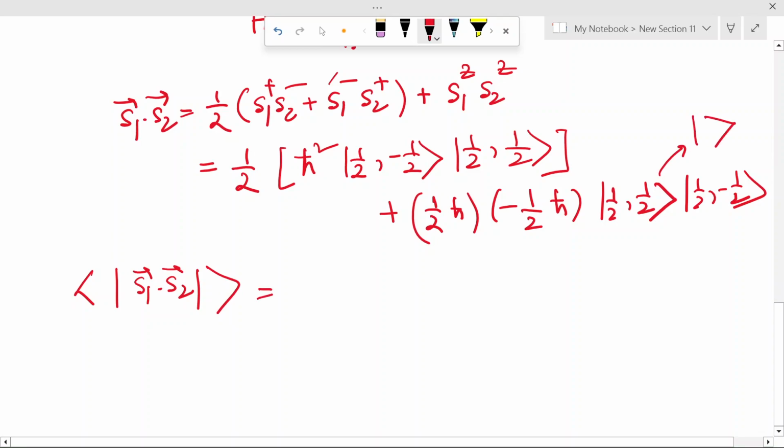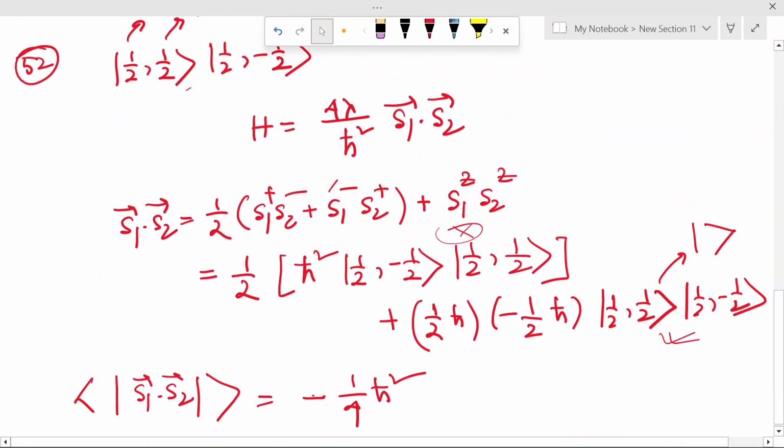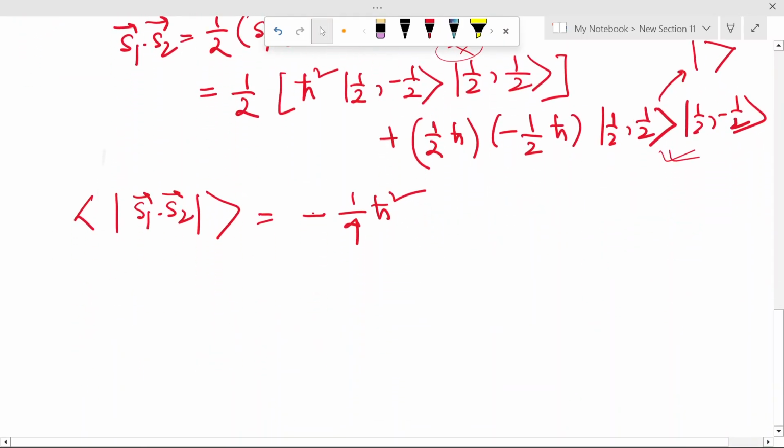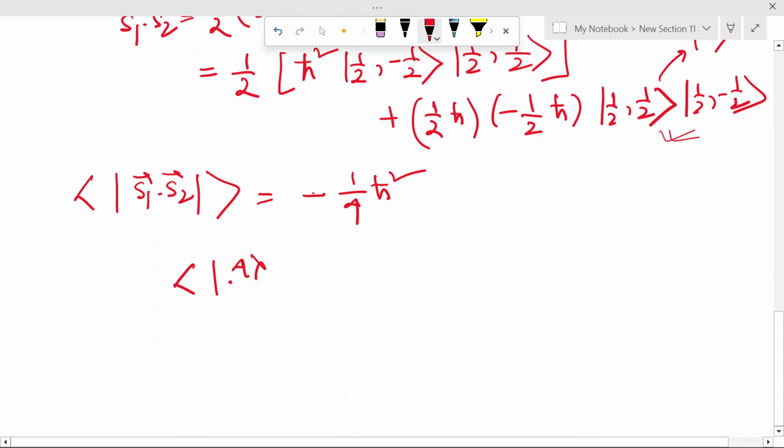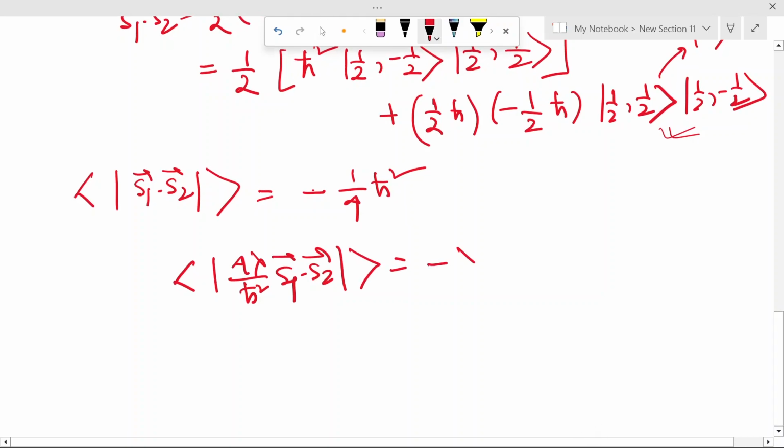Okay, so this term will not contribute, because this is a completely different state than this one. The only thing that will contribute is this term, right? And which is minus 1 by 4 h cross square. And in the question it is given, find the expression of h, and h is 4 lambda by h cross square into s1 dot s2. Taking the average, the 4 cancels out and only minus lambda remains. So this is your answer. Okay.